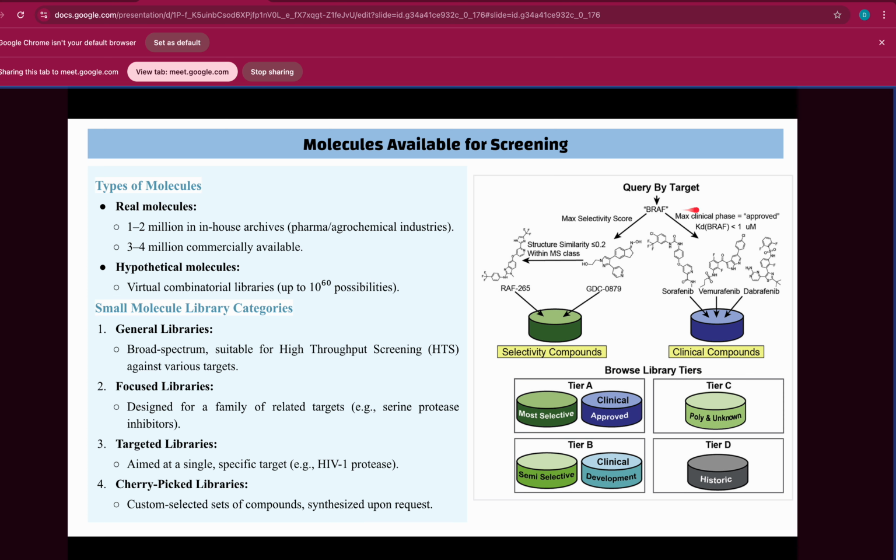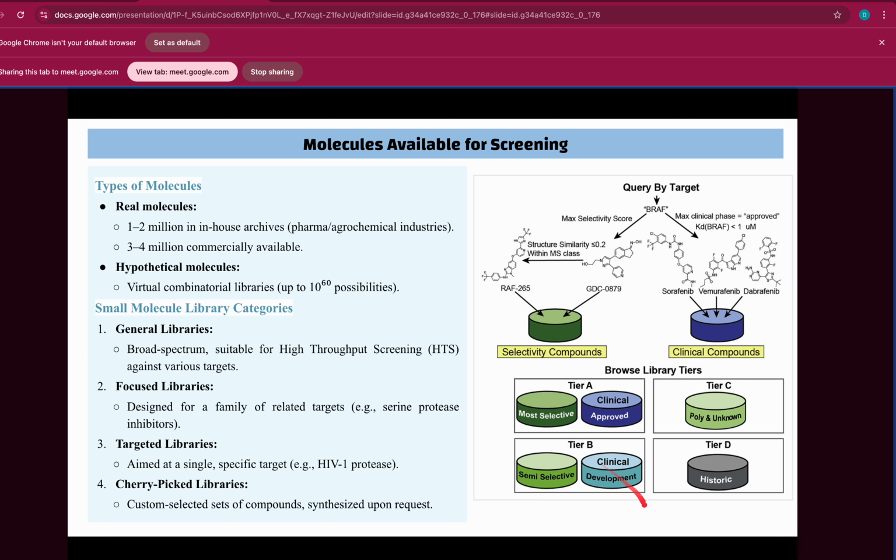So this is just the same thing. Query by target, in which this is the BRAF protein. So max selectivity score and max clinical phase approved. Depending on it, different structures are present. Now based on that, we will select which compounds we need. So selectivity compounds and clinical compounds, and then we will browse them. So most selective, approved, semi.